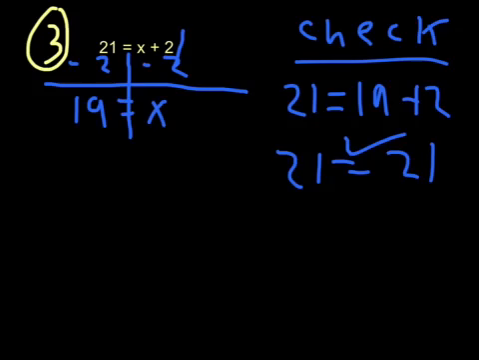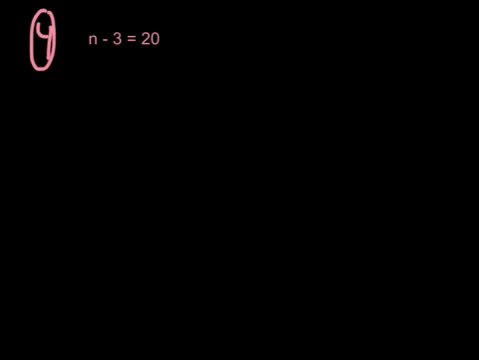We'll do one more. We're going to do one more here. Okay, so we're on our last problem here. So I want you to go ahead and do number 4. It's the same number 4 on your sheet. N minus 3 equals 20. Okay, go ahead and try it, and then once you're done, start the video and see how you did.